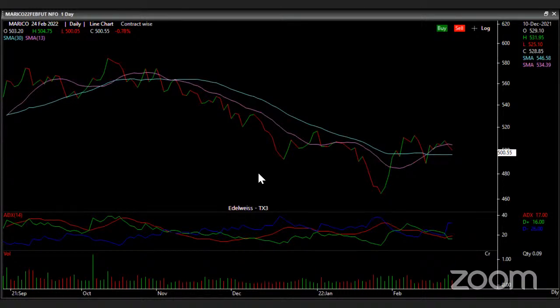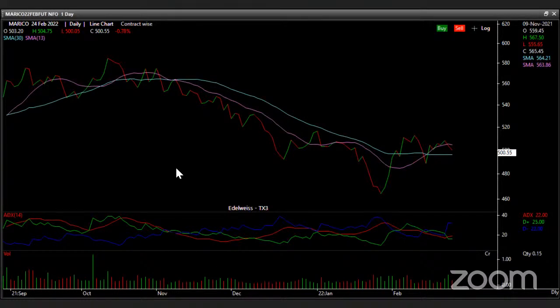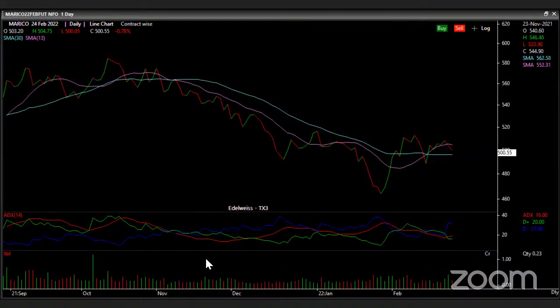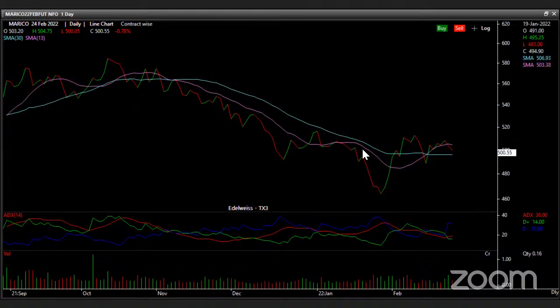Can anyone tell me which moving average is more responsive than the other? The 30 or 13? Student: 30 is more responsive, sir. Another: 13 will be more responsive. Yes, 13, because we are considering the shorter time. Very correct.